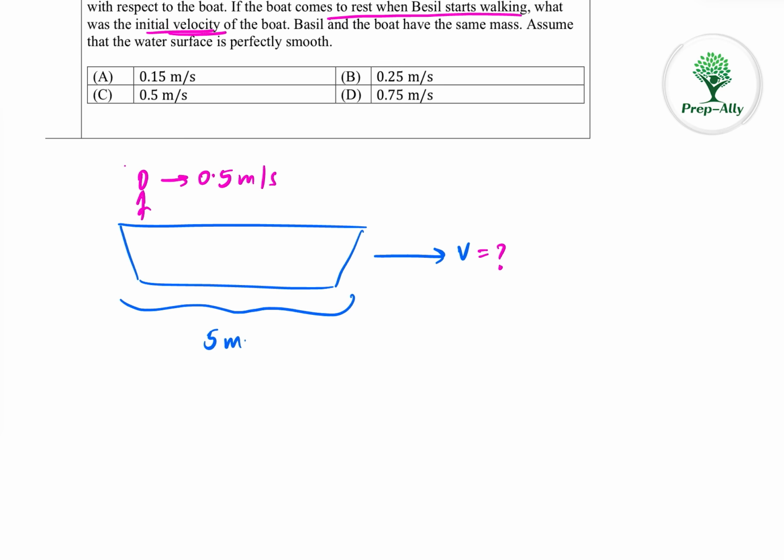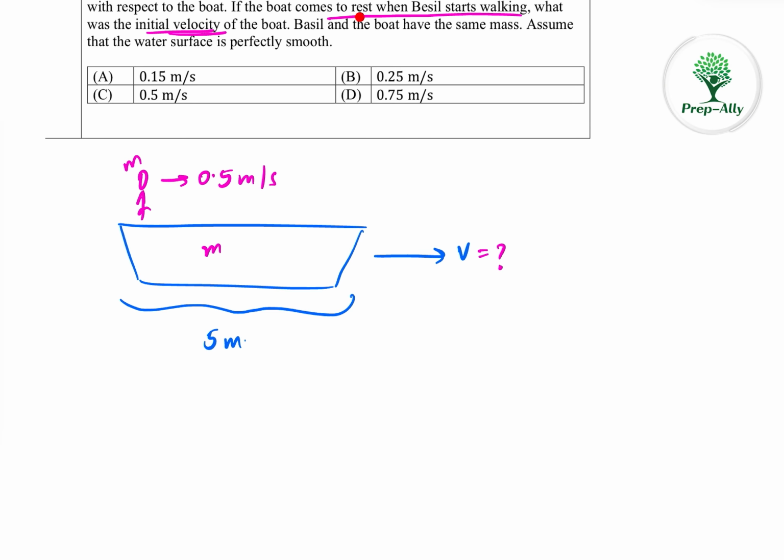Basil and boat have same mass, so if this guy has mass m, boat also has same mass m. Assume water surface is perfectly smooth. Now, what happens whenever we walk? When we walk, we push the ground backwards. So, when Basil walks from here to here, he is pushing the boat backward in the opposite direction. But then the boat is moving forward, which means effectively since he is pushing the boat backward, it nullifies this velocity and the boat comes to rest.